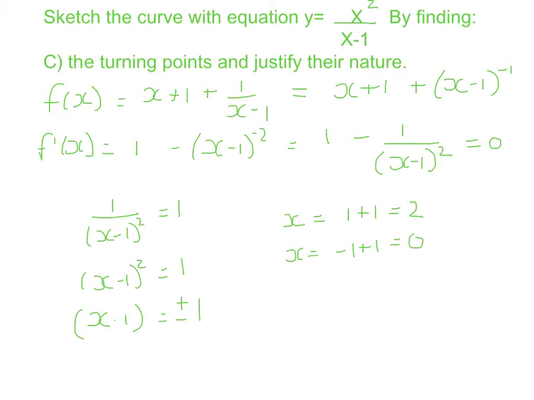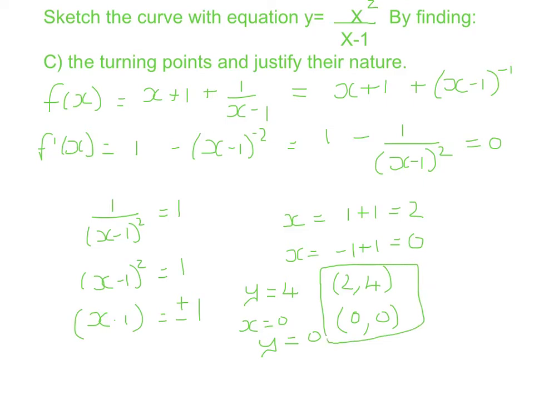I'm just going to calculate the y values. If my x is 2, I've got 4 over 1, which is 4. So I'm going to have a turning point 2, 4. When x is 0, my y is going to be 0. So that's my second turning point. Now I actually recognise this coordinate. It's come up already. It was a point of intersection. So that one point of intersection is also a turning point.